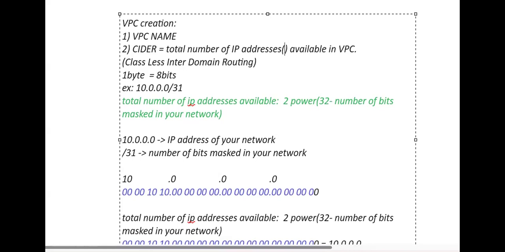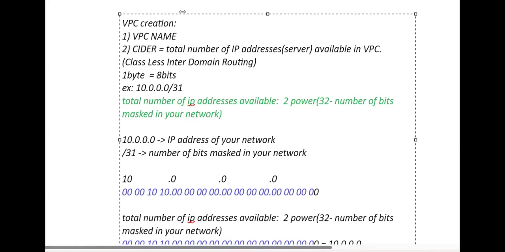So what do these IP addresses indicate, sir? Each and every IP address indicates one server or one resource. It may be a database server, or an EC2 server, or an application server, or a web server, or a storage service. Whatever the server may be, you can represent it by using a single IP address.